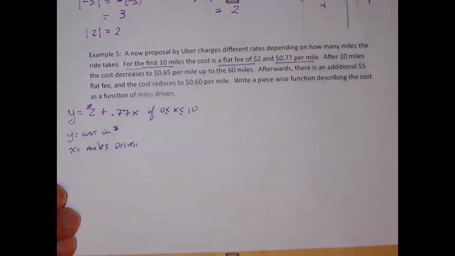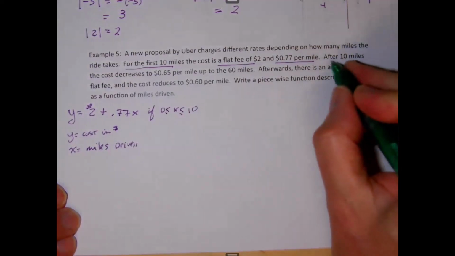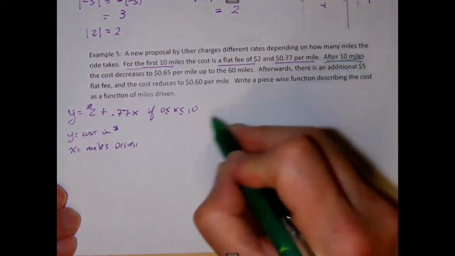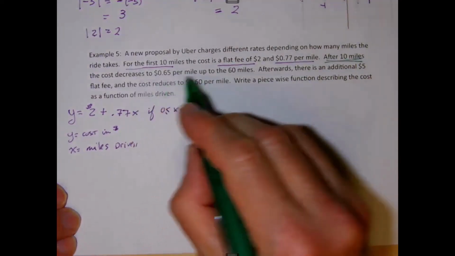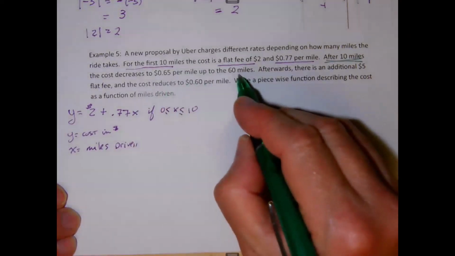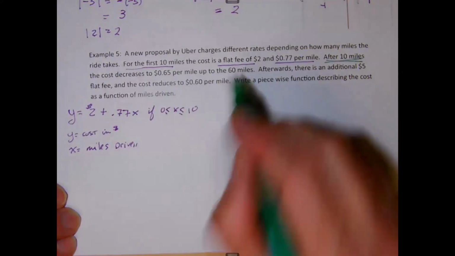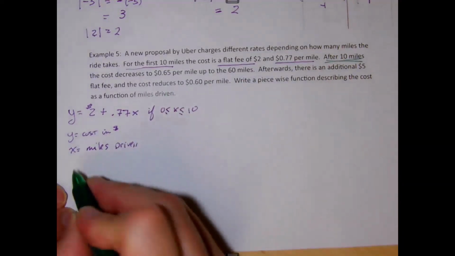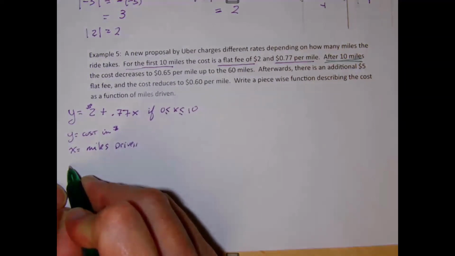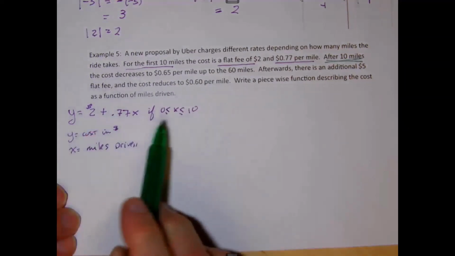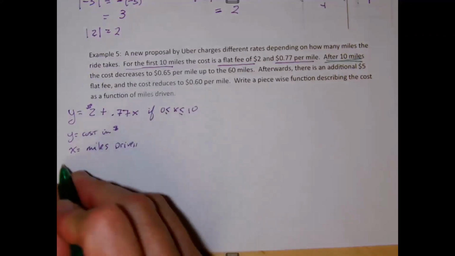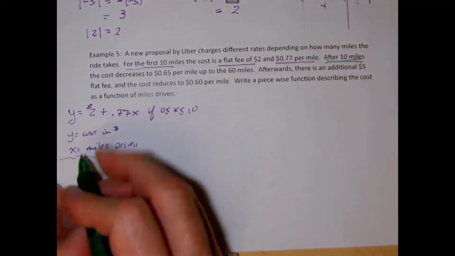Now, second situation, after 10 miles, again, notice after, not equal to, but after. Once you get that, the cost decreases to 65 cents per mile up to the 60th mile. Okay, so then this gets a little simpler. After 10 miles. So wait a minute. After 10 miles, that means they're still charging for this. So let's look at what happens now.